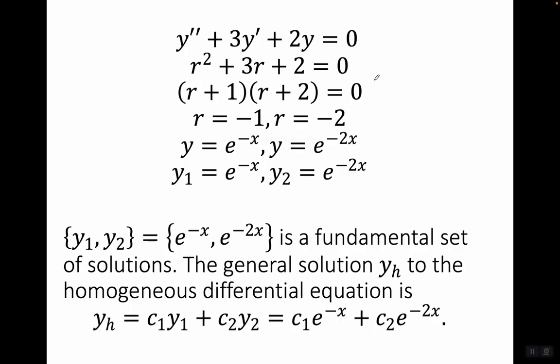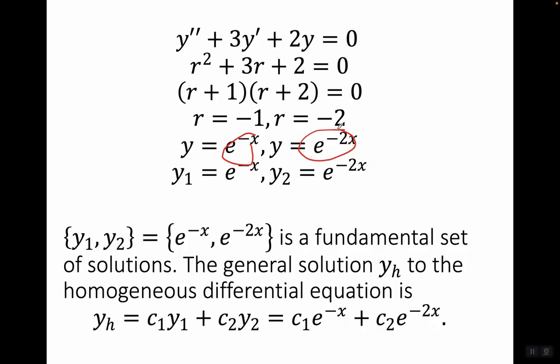Okay, so y'' + 3y' + 2y = 0. r^2 + 3r + 2 = 0. (r + 1)(r + 2) = 0 is the factored form of it. r = -1, r = -2 is the solution. So that means our two solutions to this homogeneous differential equation are going to be e^(-x) and e^(-2x). y1 = e^(-x), y2 = e^(-2x), and e^(-x), e^(-2x) is a fundamental set of solutions.